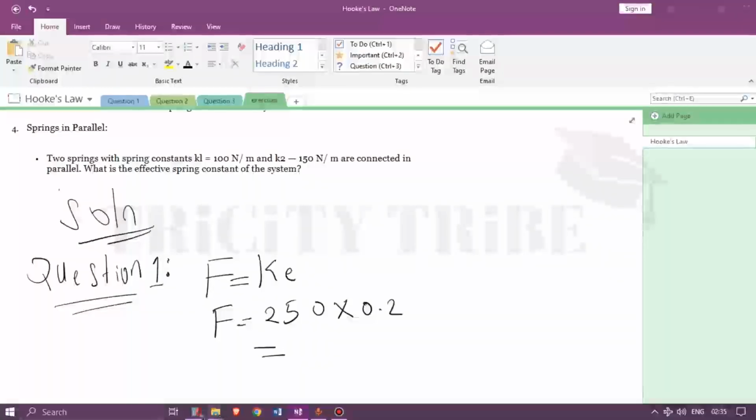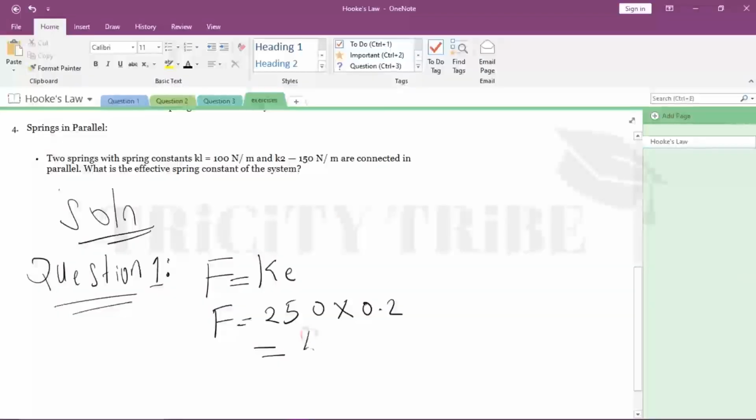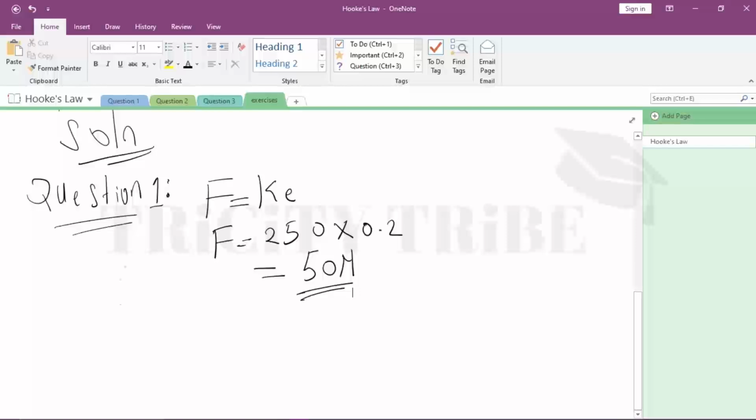We have our calculator here. Let's check that out. 250 multiplied by 0.2. That gives me 50. Sorry, that was a mistake earlier. So 250 multiplied by 0.2 gives me 50 Newton. You have to put your units. Going to question 2.